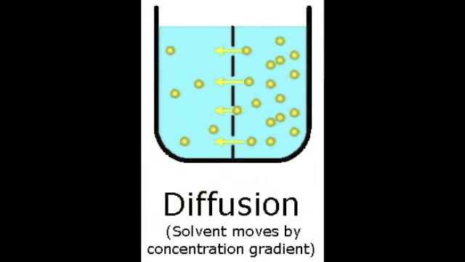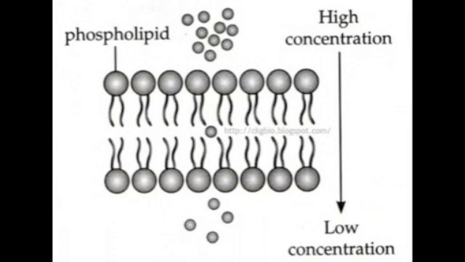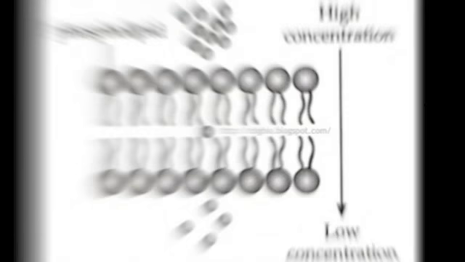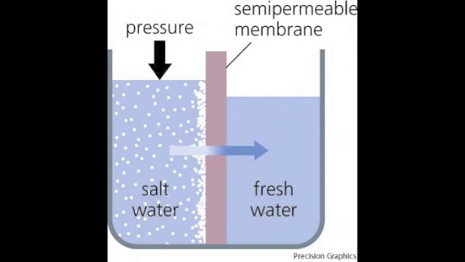Passive transport includes both diffusion and osmosis. Diffusion is the passive movement of particles from a region of high concentration to a region of low concentration. Osmosis is the passive movement of water molecules across a permeable membrane from a region of lower solute concentration to a region of higher solute concentration.